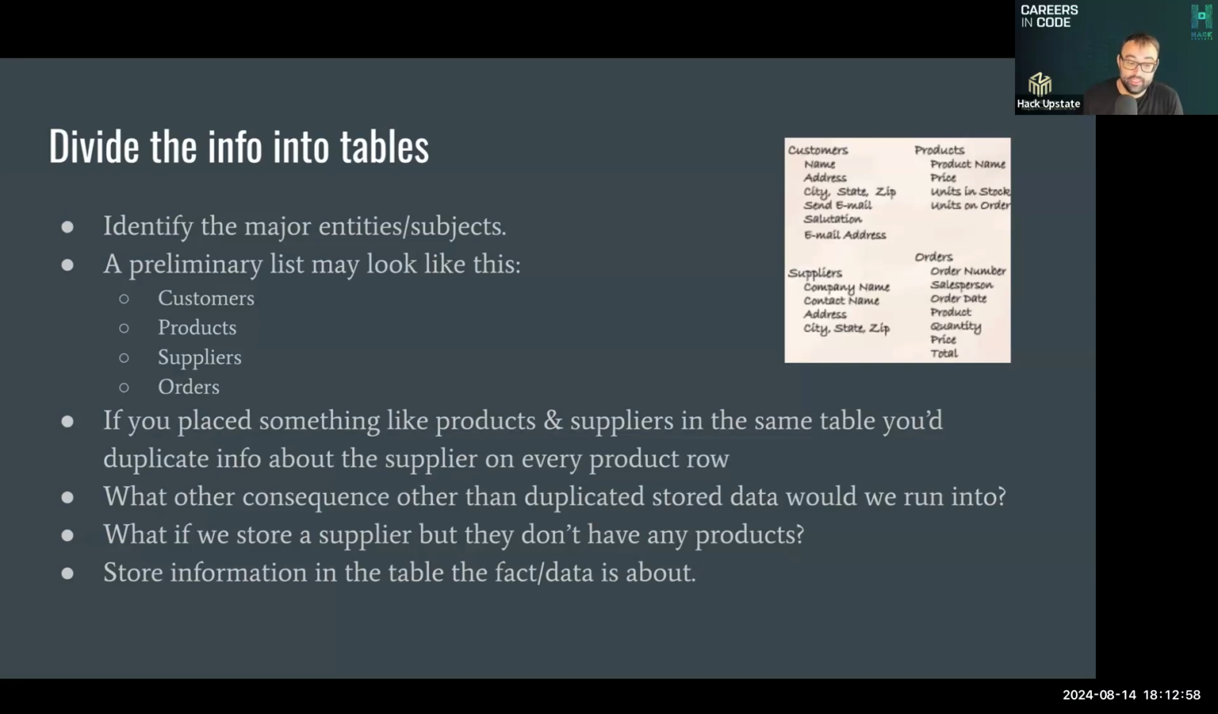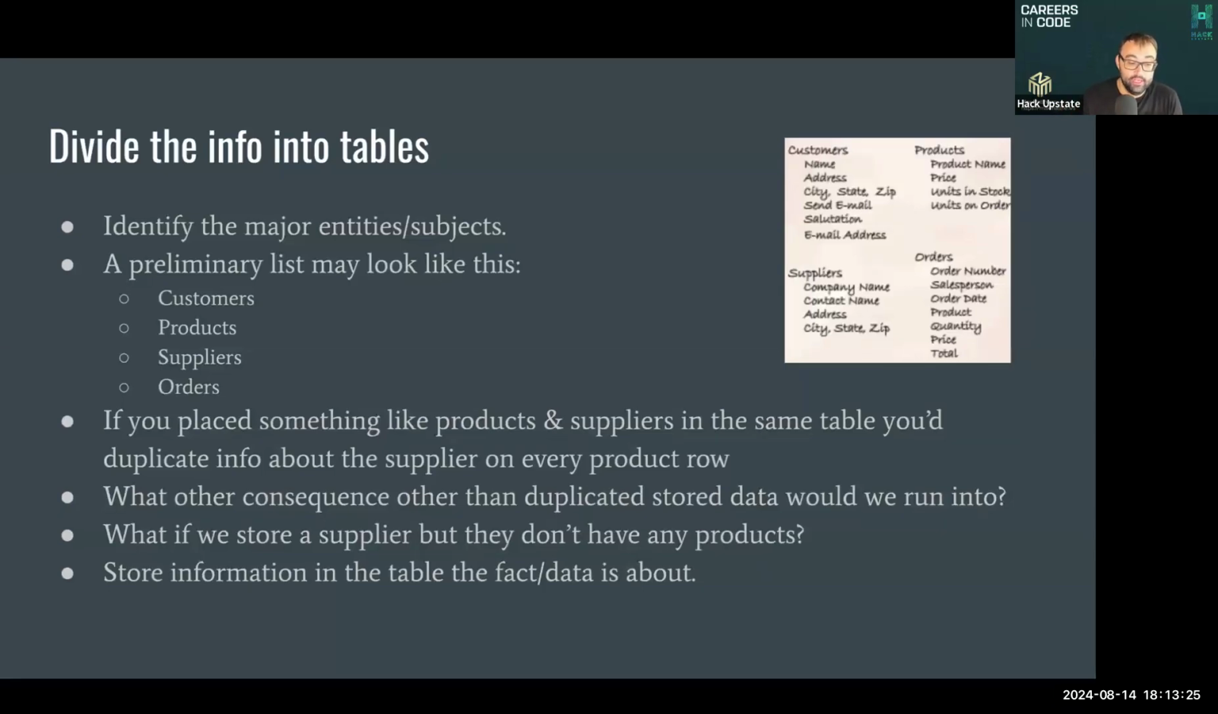What other consequence of duplicated stored data do we run into? Well, the other problem with storing duplicated data is, one, the data size of it, right? Now we're storing more in the database than we need to. But 2, the other problem is what happens when we go to update that. We may update that on one row, not on all the other rows. And now how do we know what the correct row is?